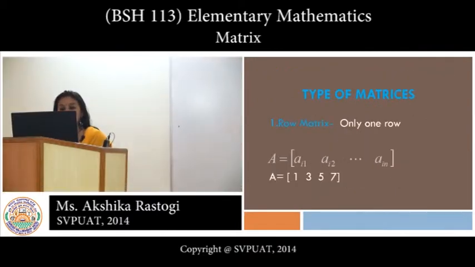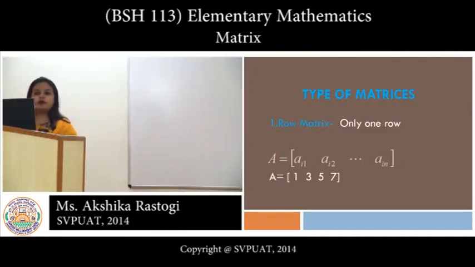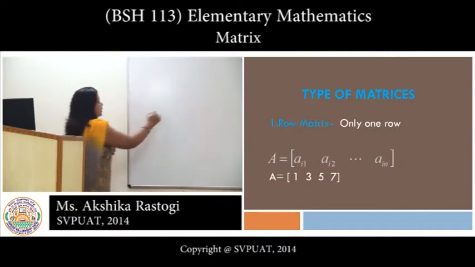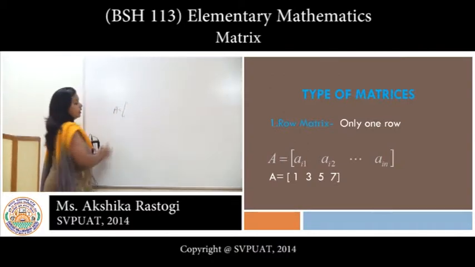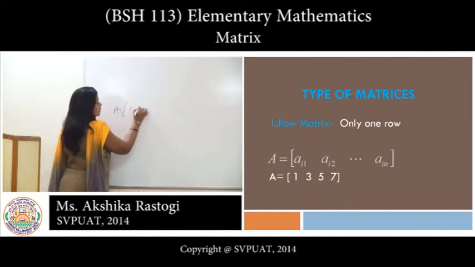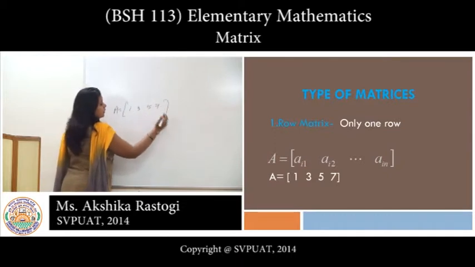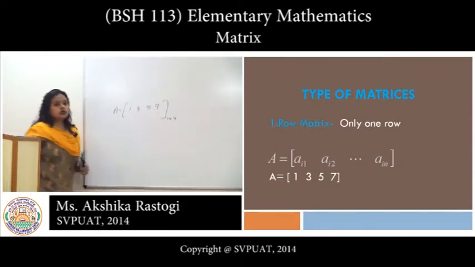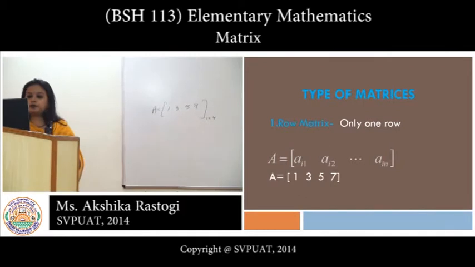Next we have different types of matrices. We have several kinds of matrices. First, what do you understand by a row matrix? It means we have a single row in the matrix. If we have a single row in the matrix, then it's called a row matrix. For example, A equals 1, 3, 5, 7. A single row, and we have 4 columns, 1 cross 4. So this is a row matrix.